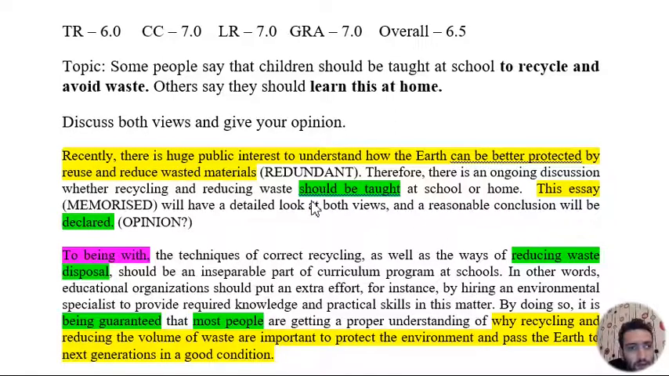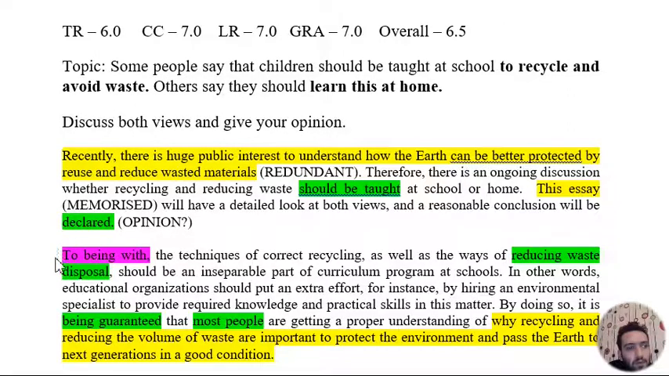Actually, here is the wrong usage of this phrase, and "a reasonable conclusion will be declared." Declare is a very strong word for a person's view. I'd strongly recommend that the writer tries not to use such memorized sentences. It's better to use less common sentences and sentences where the writer's view can be clearly shown. In my opinion, for example, to my mind, or I believe, let's say, both ways are effective, let's say.